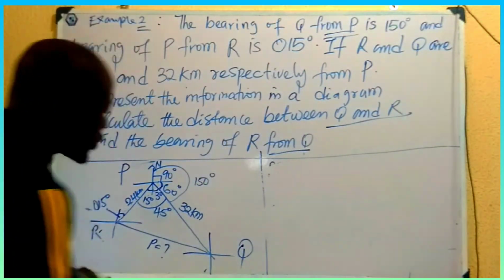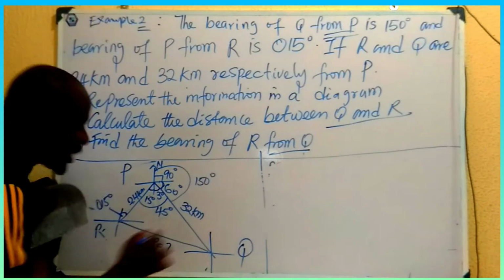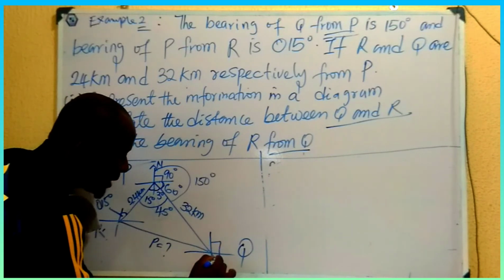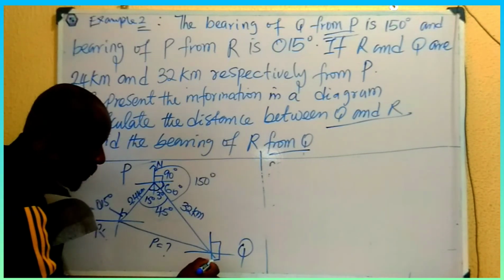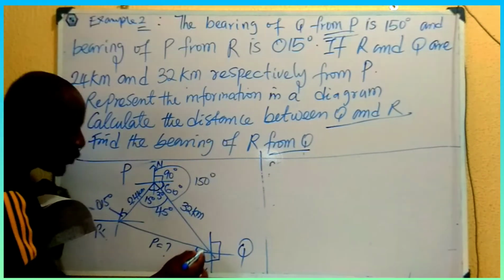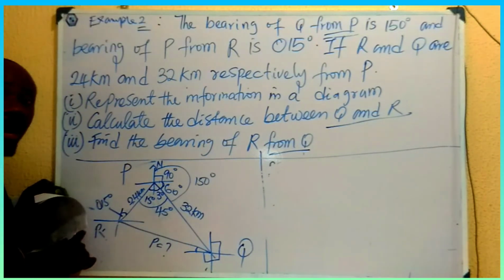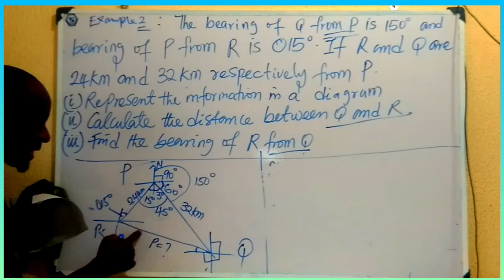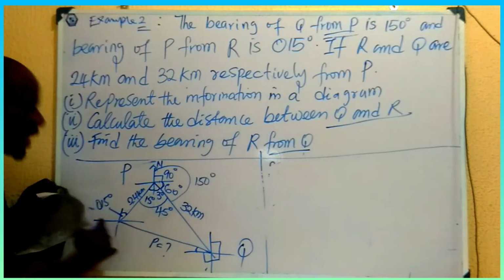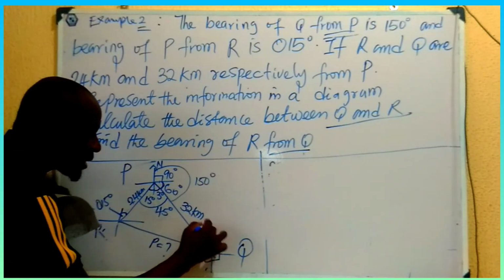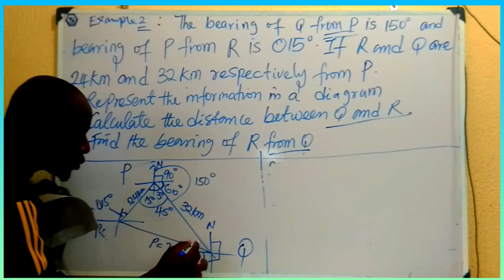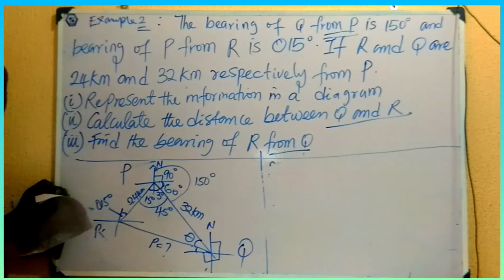Now, for us to find the bearing of R from Q, they're looking for this angle plus this angle plus this angle, then plus this small angle. You cannot exceed this line because this is the line that will take you back to R. So you calculate everything starting from the north down to this place plus this angle. For us to do that, we need to know the value of this angle theta.